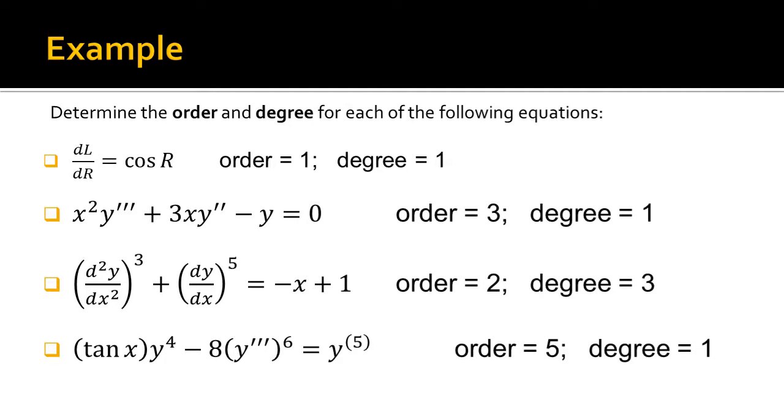Look at the given example. For the first equation, the order and degree are both 1. For the second equation, the order is 3 and the degree is 1. For the third equation, the order is 2 and the degree is 3. And for the last equation, the order is 5 and the degree is 1.